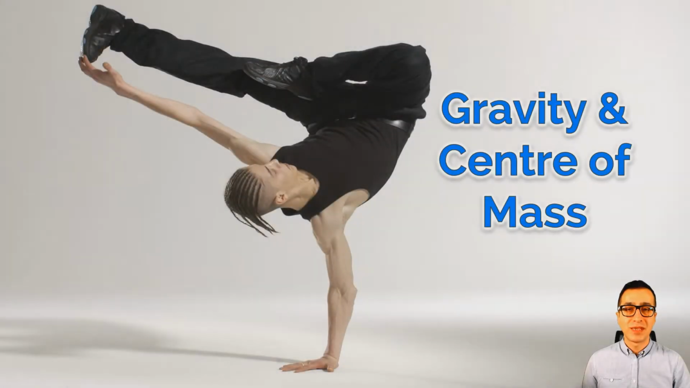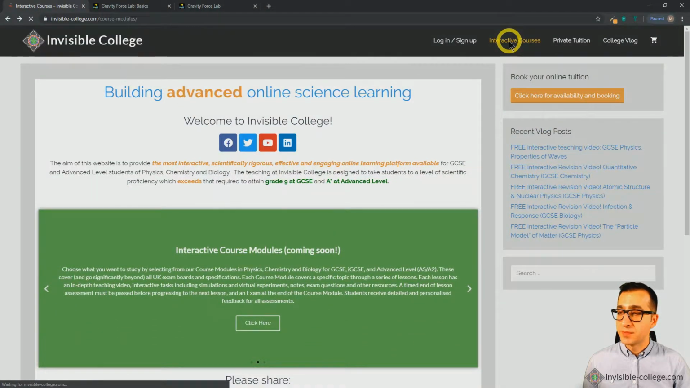Hi everyone, this is going to be the fourth lesson on the topic of mechanics for GCSE physics students. In this lesson we're going to be taking a look at gravity, gravitational forces, and also at the concept of centre of mass. So let's take a look at the learning objectives for this lesson.